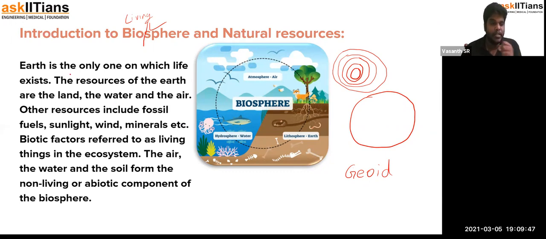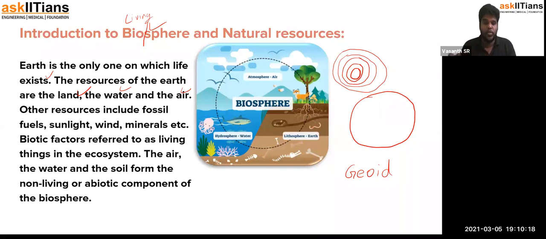So here, Earth is the only one on which life exists. That's what we have known so far, because we don't know of any alien planet available, or whether they have a lot of organisms. We don't know much about that. So the resources of Earth are the land, water, and the air. These are the most important constituents of the world itself.